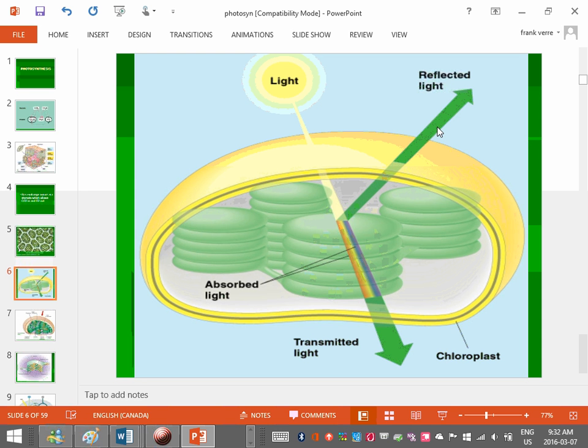Okay? And the predominant color that is reflected is green because the predominant pigments in the chloroplast are chlorophylls. And guess what chlorophylls reflect? Green. So when you get your results today from your chromatogram, you're going to see the chlorophylls, which are green, or like a yellow-green. Okay.